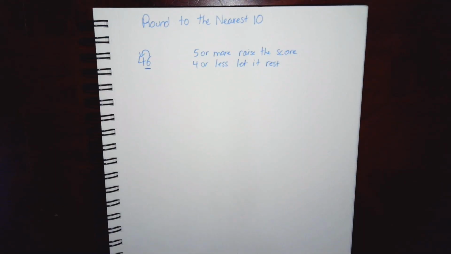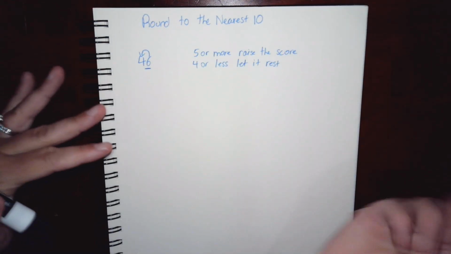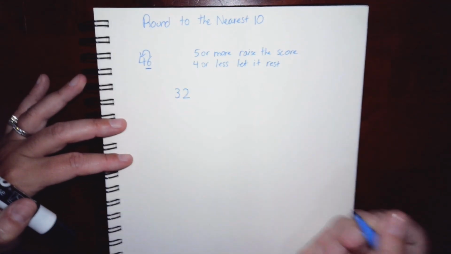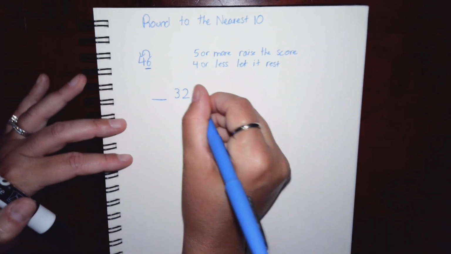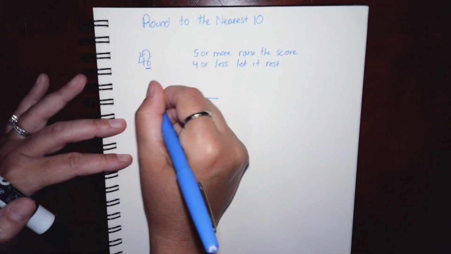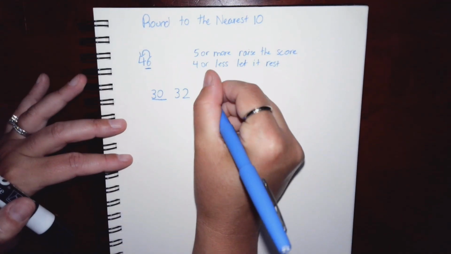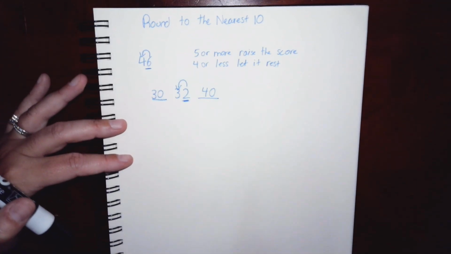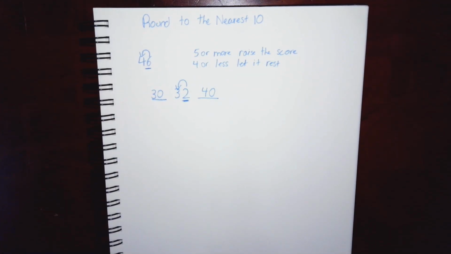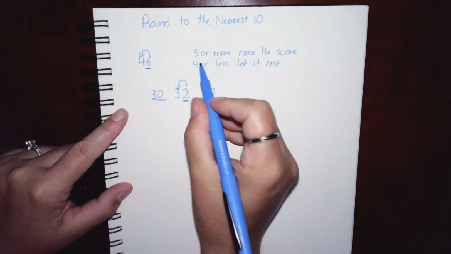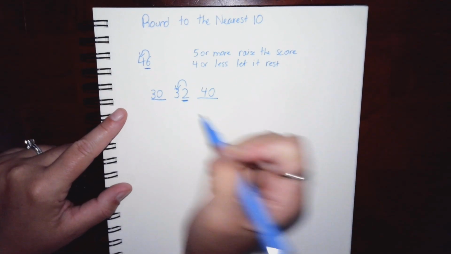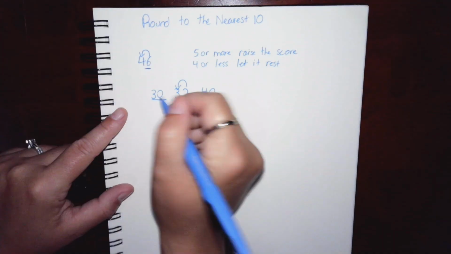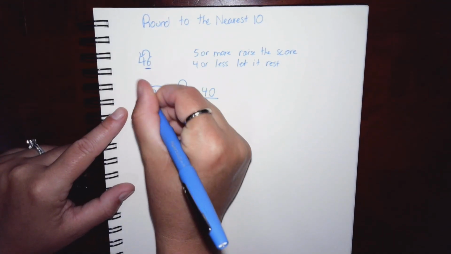So then looking here, let's look at the number 32. Okay, so let's look at what is the decade that we're at, which is 30s. What is our next decade, which is 40s. So I'm going to look at this too, and it's going to tell me which decade I'm going closest to. So if I'm looking at that 2, 5 or more, raise the score, 4 or less, let it rest. So what am I closer to? Am I closer to 30 or am I closer to 40 at 32? If you said 30, you are correct. So we are rounding to 30.